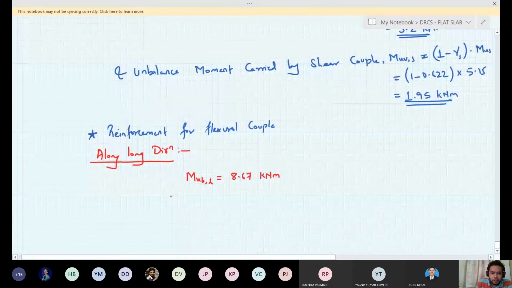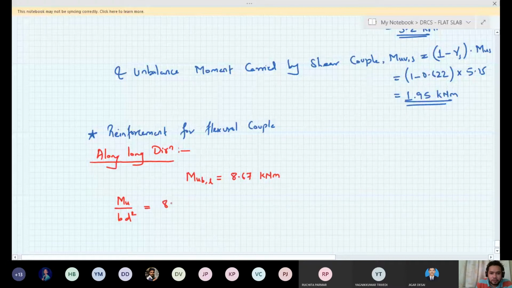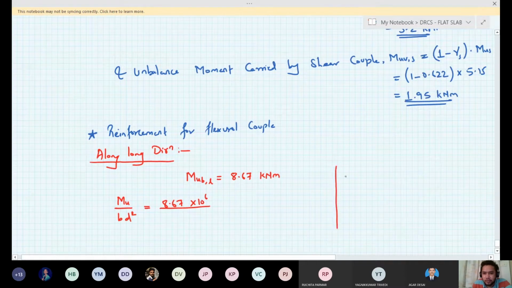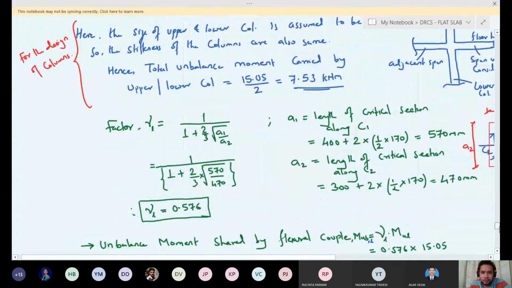So let us find Mu by bd square. It will be 8.67 into 10 to the power 6 divided by this b. Now this b we have to calculate here. This b is the width of the critical section, so that will be C2 plus 3 times the depth of the slab. For the long direction, C2 is 300.